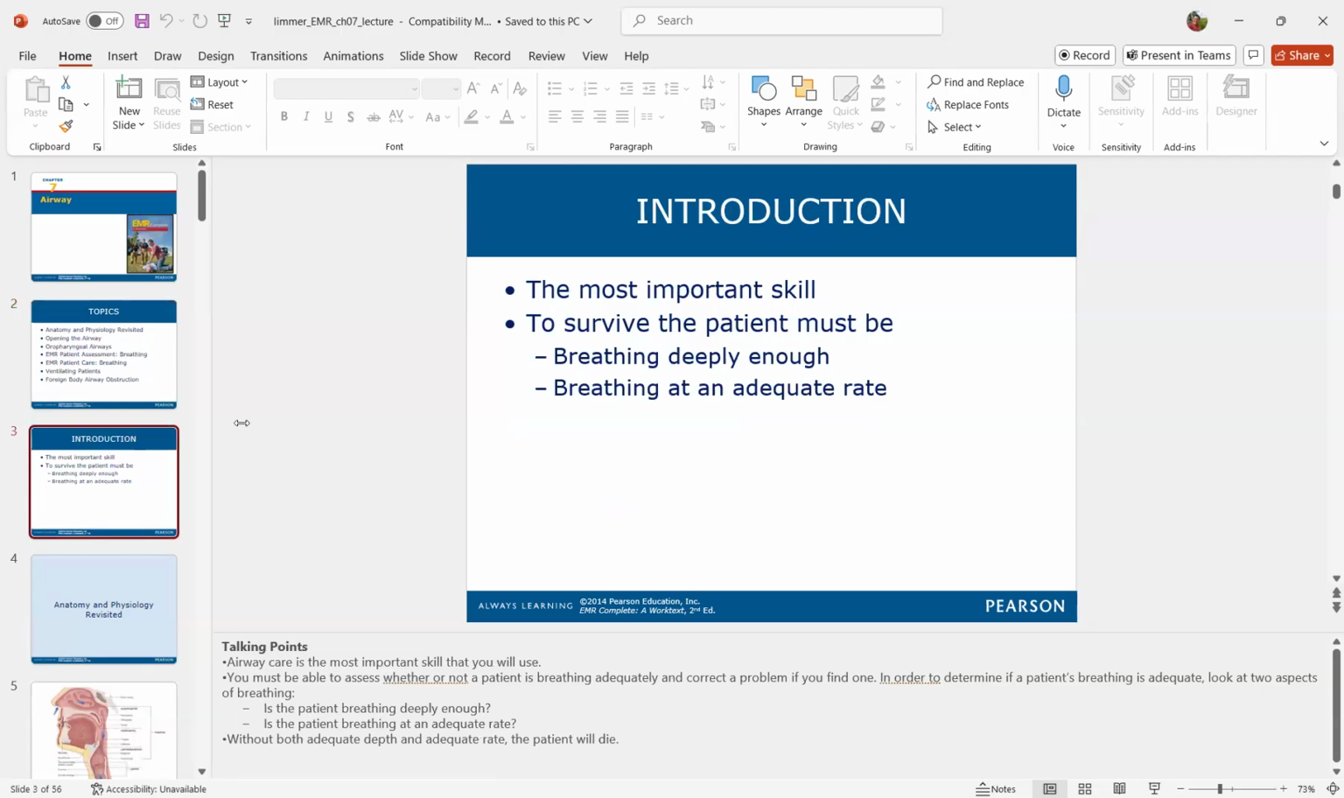So this is one of the most important skills that we can use. Airway is super important, obviously, right? Because we need an airway to stay alive. So we have to be able to assess whether or not the patient is breathing adequately and correct the problems if we find one with that.